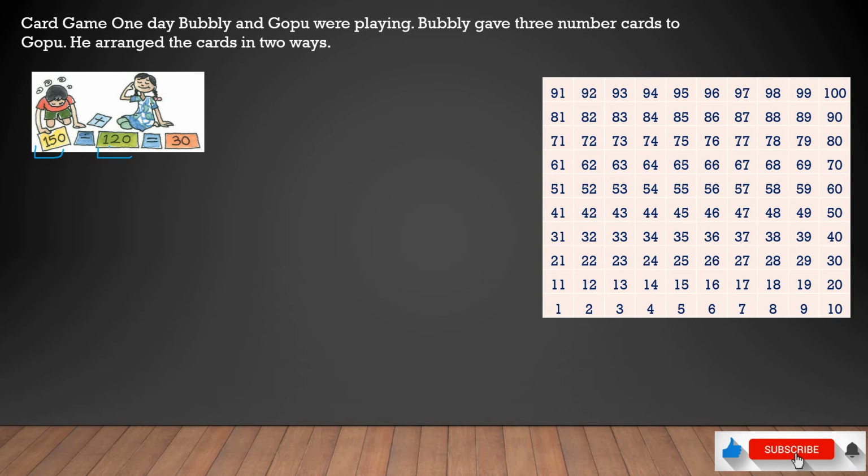So he arranged this card in this way. You need to observe it carefully, because here there is a minus sign between these two numbers. So basically we have 3 cards. First card is 150, second card is 120, and third card is 30. Because it is written at the top, Bubbly gave 3 number cards to Gopu. So these are the 3 cards. And he arranged these 3 cards with some plus or minus sign in between, and an equal sign is there also. So if you solve these, it should give the correct answer.